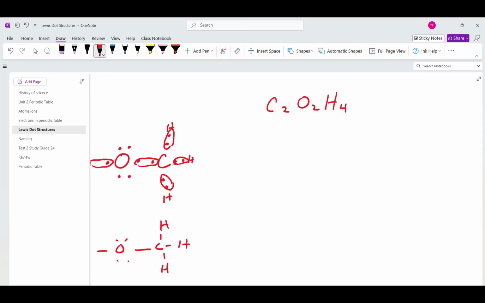Exactly, just like 2 carbons, 4 hydrogens. Now you need to throw in 2 oxygens.